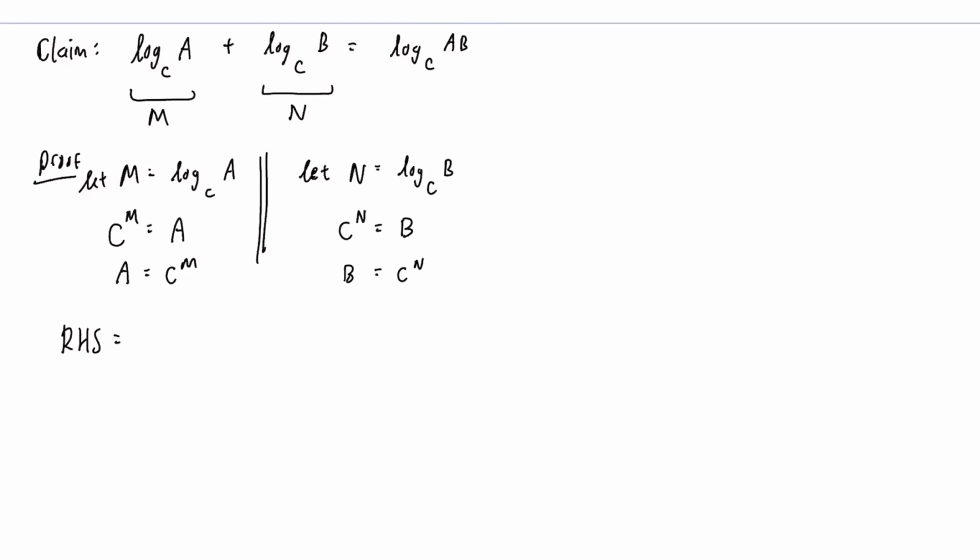RHS is equal to log AB base C. What does that mean? It means we have log base C of A times B, which is C to the power M times C to the power N. If you have the same base C and different exponents, what can you do to your exponent? Just add: M plus N, exactly.